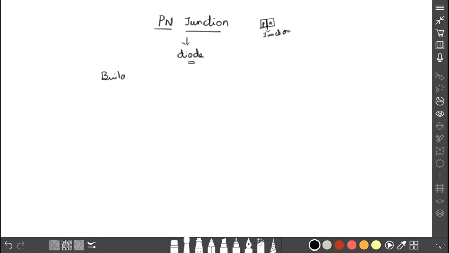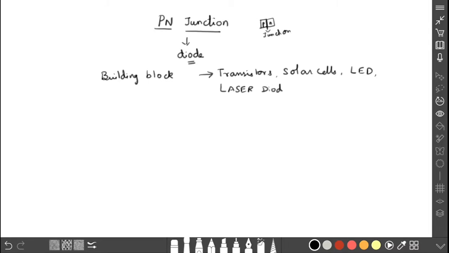It is the basic building block of many other semiconductor electronic devices such as transistors, solar cells, LED, laser diode, and integrated circuits. This diode, this PN junction, is the basic fundamental building block for this kind of semiconductor electronic devices. What is meant by transistor?